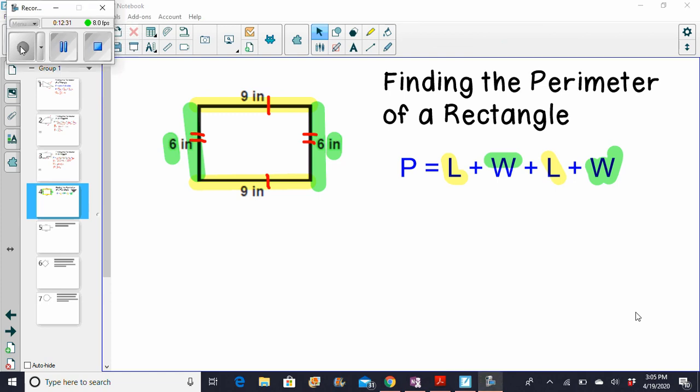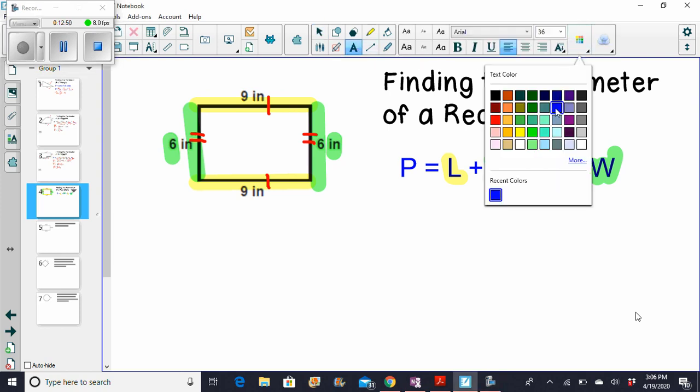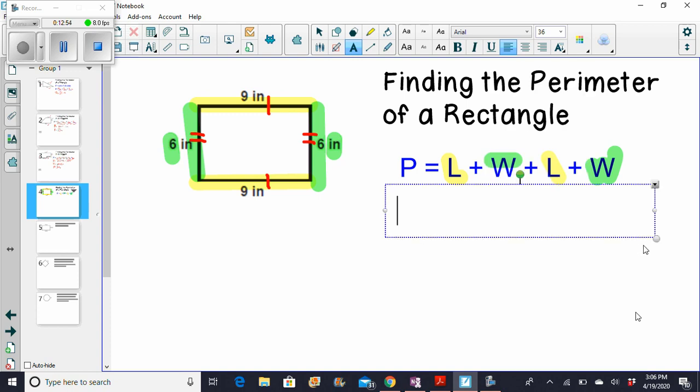So I'm going to take this number sentence that I have here, and it doesn't even have numbers in it yet. These are all variables, letters representing numbers. I'm going to start plugging in the numbers I know. I do not yet know the perimeter. That is what I'm going to be finding. But I do know lengths, and I do know widths. So here we go. Perimeter equals lengths.